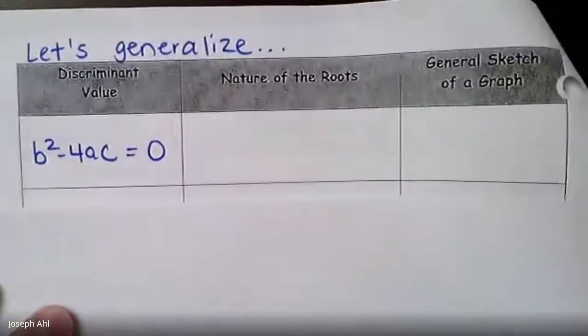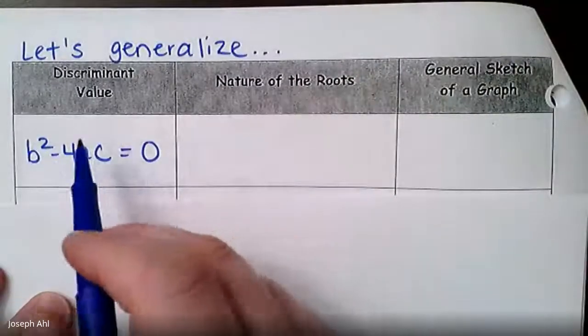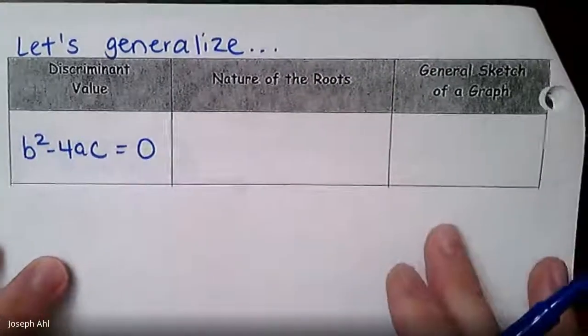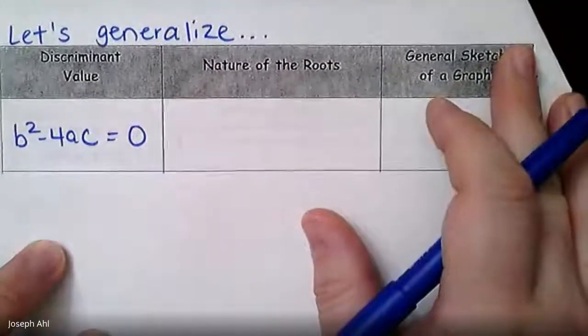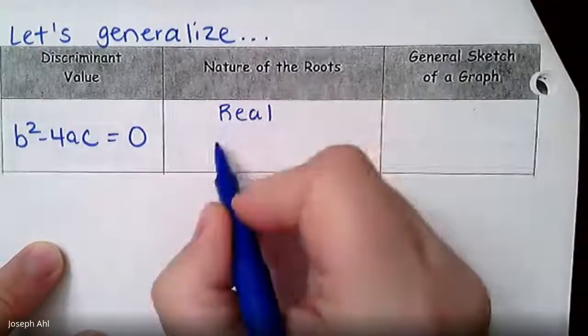So what I'd like you to do is turn to the next page. So we're on page 18 now, and we're going to generalize the 4 cases for the nature of the roots. So for the discriminant, if we have b squared minus 4ac, that again, it's the number under the radical, if that equals 0, what wound up happening? Well, when we saw that we got 0 under the radical, the roots turned out to be real, rational, and equal to each other.